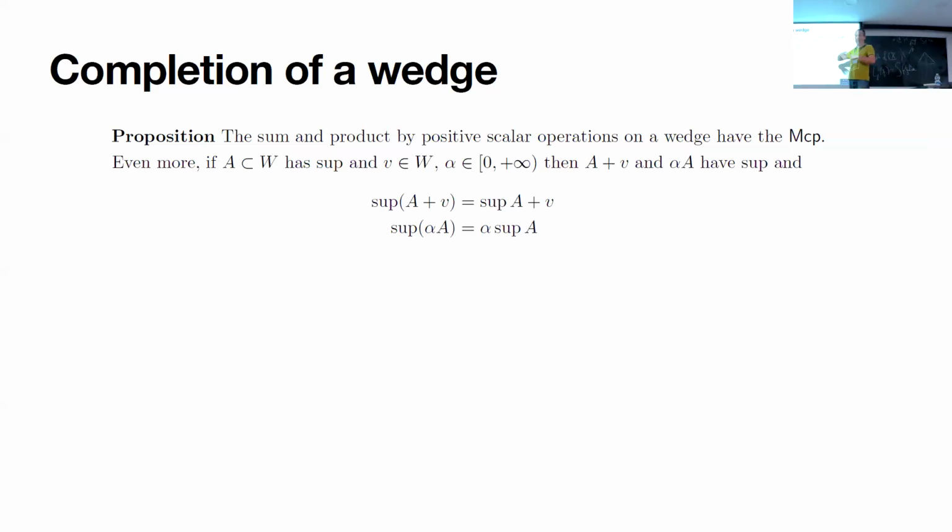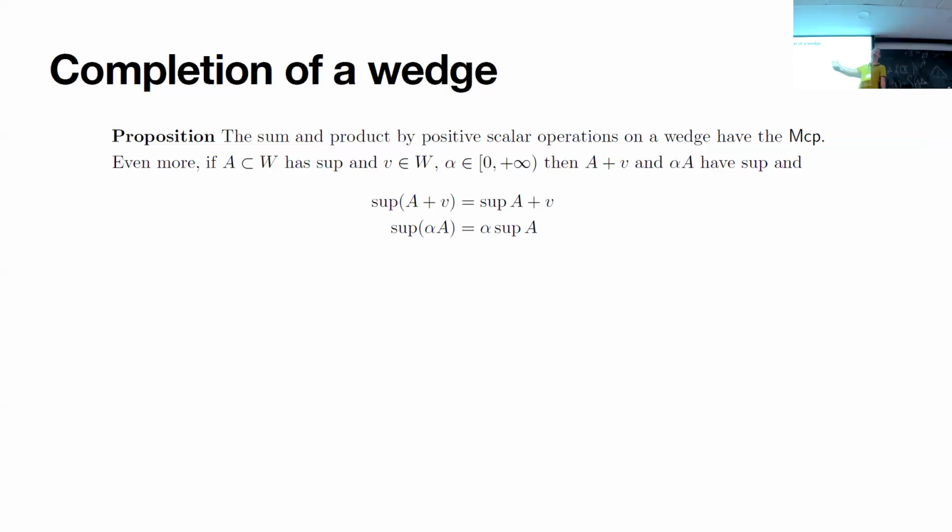So the point is that, what's our rule for extending? What's our notion of continuity? It is the MCP. So the kind of question that we have is the following: is it true that, if I have, for instance, a directed set A, and I have a vector V in my wedge, and the directed set has a supremum, is it true that the supremum of my set plus this vector is the same as the supremum of the set plus this vector, so the collection of all W plus V as W varies in A. And the same question you can ask, of course, with a product by a scalar.